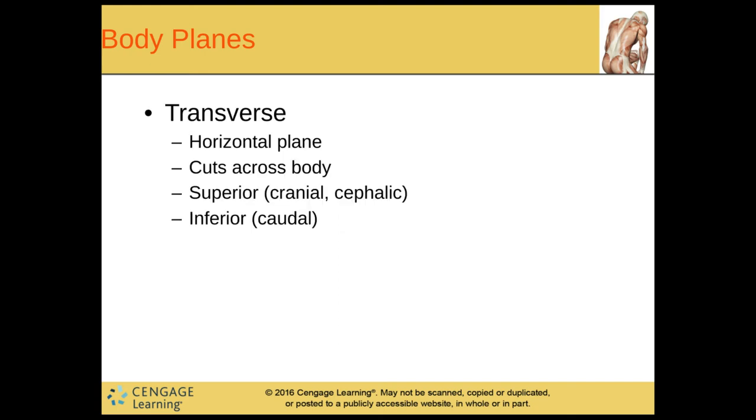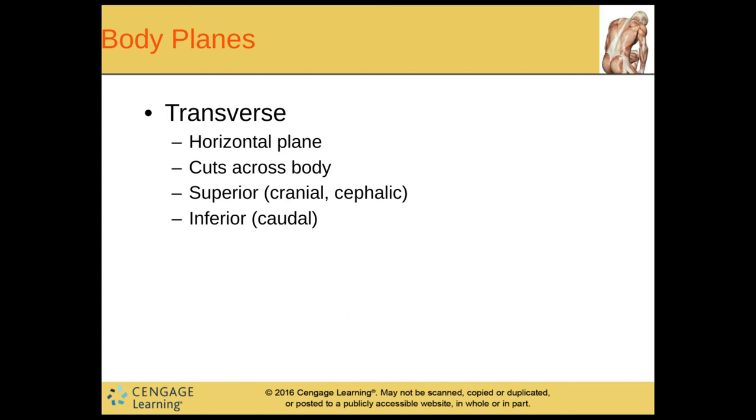Then we have a transverse plane. So the other planes we talked about were vertical. This is a horizontal plane, right? So it cuts right across the body, usually kind of at the midsection of your body. And you'll hear this a little bit later, but your belly button or your umbilicus is kind of that landmark, right? But it can cut pretty much at any point in your body. So it cuts across the body.